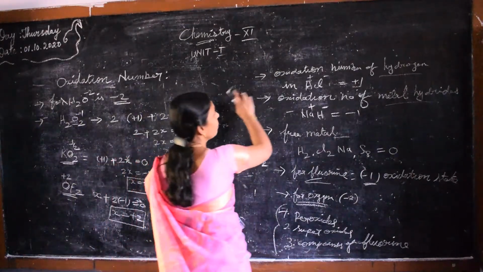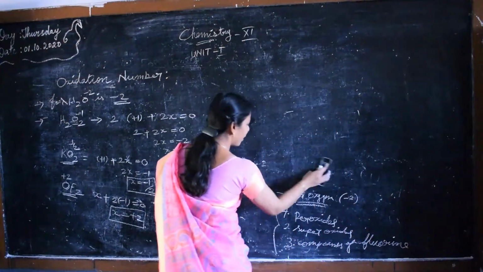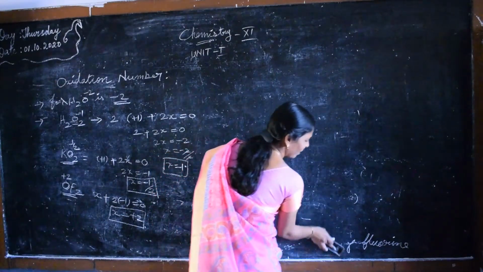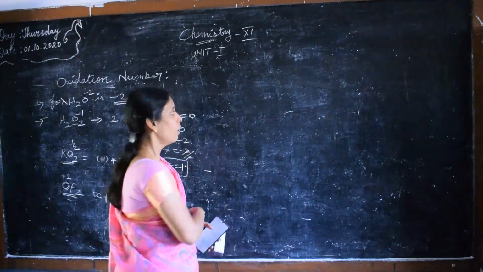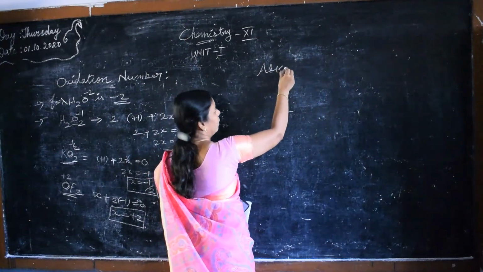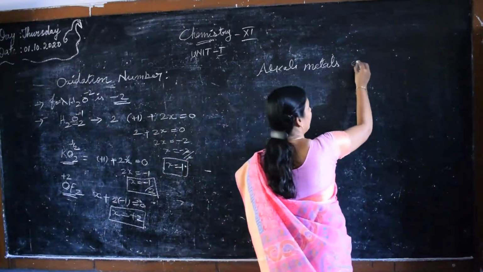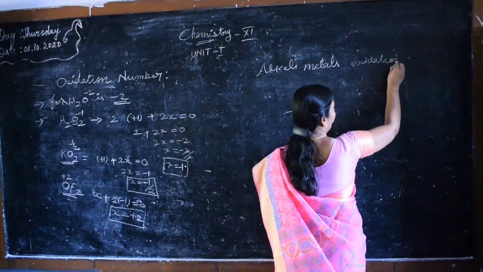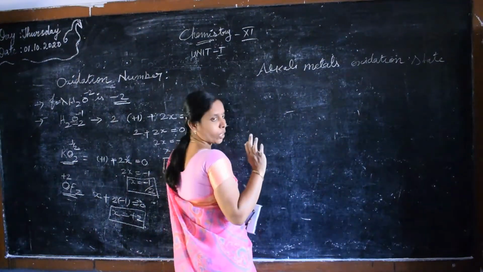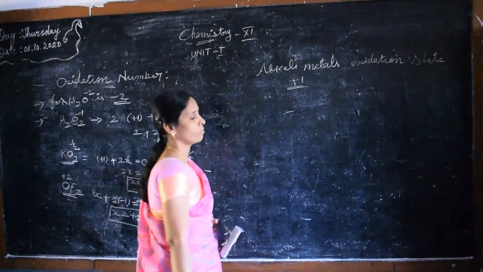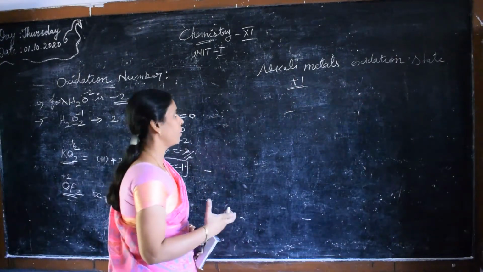Okay, and then the next one, alkali metals and alkaline earth metals. For the alkali metals, the oxidation state is always plus 1. In most of the compounds they give you a plus 1 oxidation state. Okay, for alkali metals the oxidation state is plus 1 in other compounds.